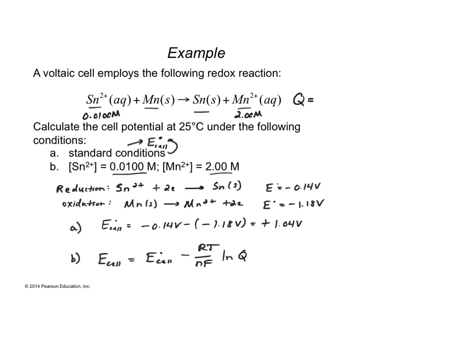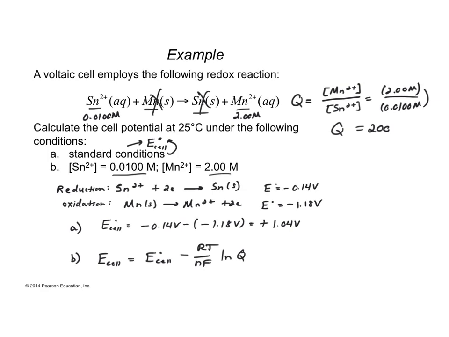Do I include the Sn? No, right? Because it's a solid, so we ignore this. So right now it's only the concentration of Mn raised to the 1, because it's got a 1 in front of it, over the concentration of Sn raised to the 1. Again, we ignore the solid because solids don't get included in the equilibrium constant expression. So when we do that, we've got 2 molar divided by 0.01 molar. Overall, that gives me a Q. What is it? 200. Q is equal to 200.